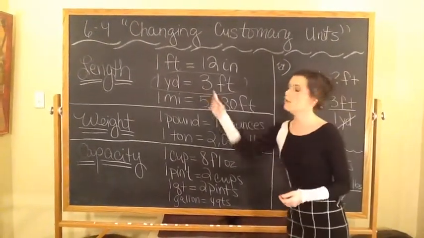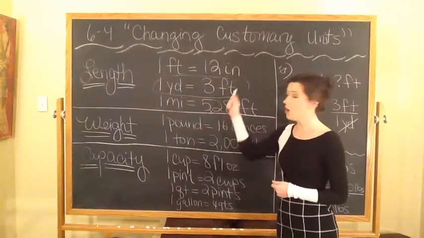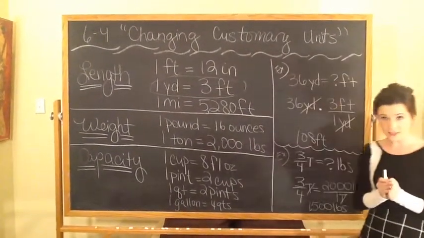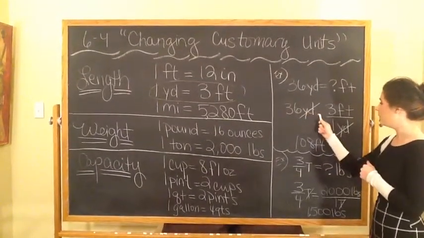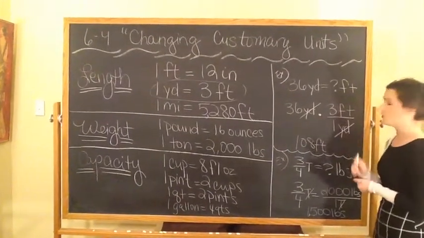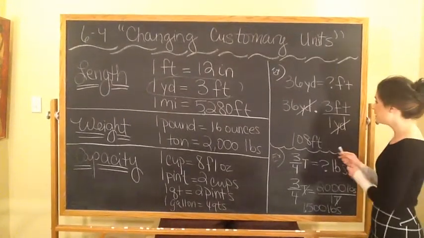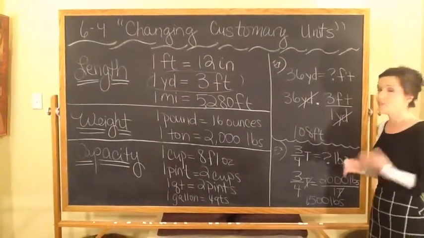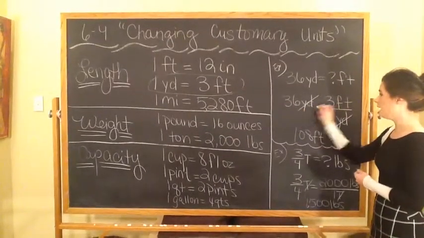Now this ratio needs to be written as a fraction. It could be either 1 yard over 3 feet or 3 feet over 1 yard, depending on your specific situation. In this situation, we have 36 yards, and we're going to multiply it by 3 feet over 1 yard. The reason we did 3 over 1 this time is because we want to cancel out our yards. If we're going from yards to feet, we don't want to have yards in our answer anymore, so we have to find a way to cancel it out.